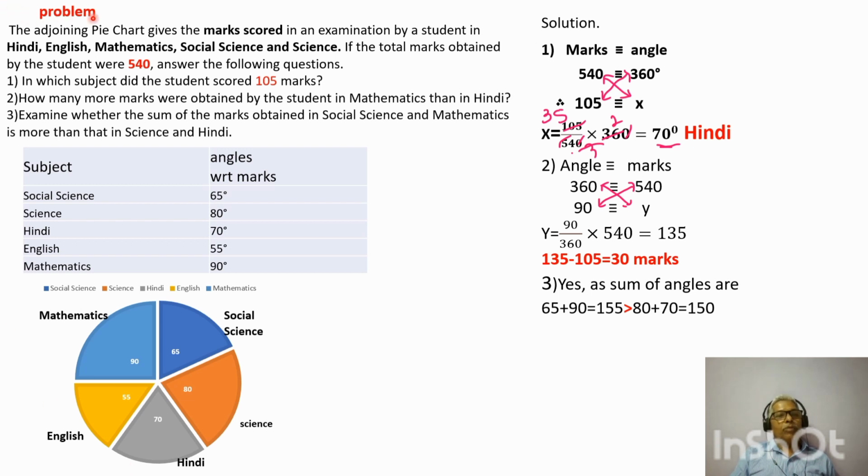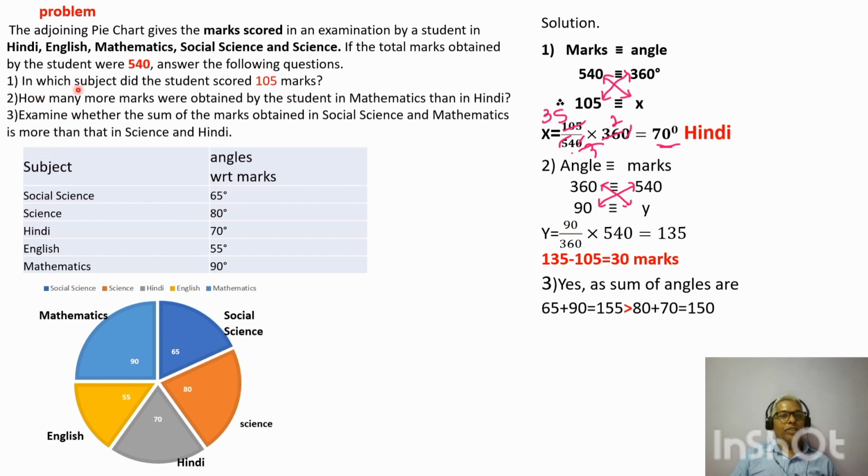Here we try to solve a problem. The adjoining pie chart gives marks scored in examination by a student in Hindi, English, mathematics, social science and science. If the total marks obtained by the student were 540, answer the following questions. The total marks are this. If we consider this circle, the total circle is 360 degrees in angle and total marks are 540. So we will come to it. We try to solve this problem.